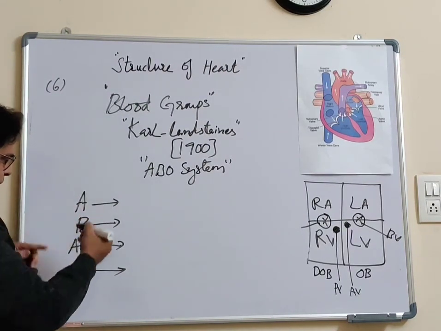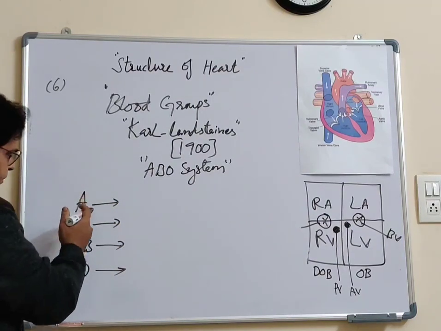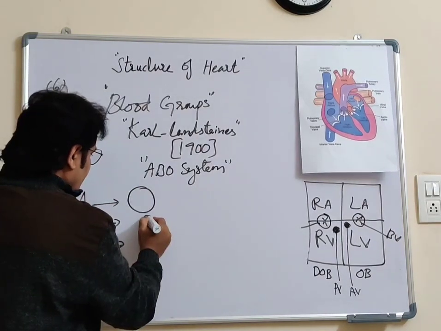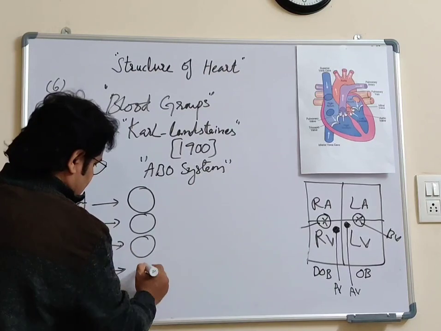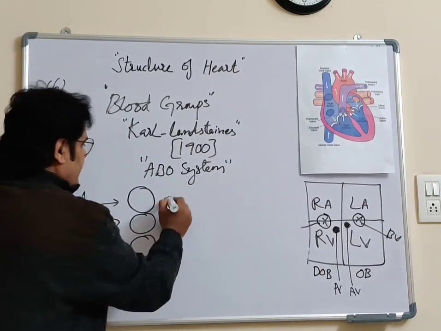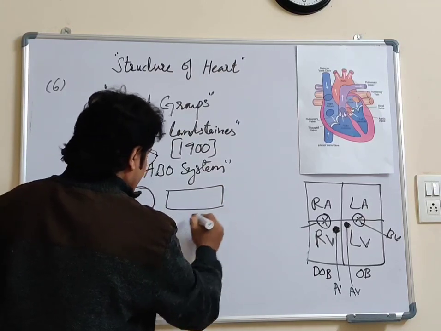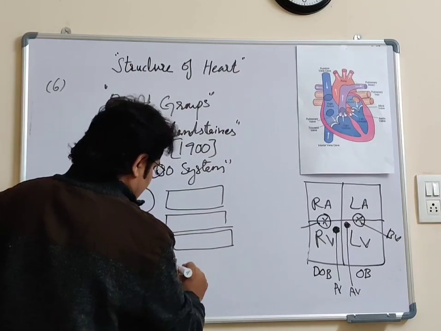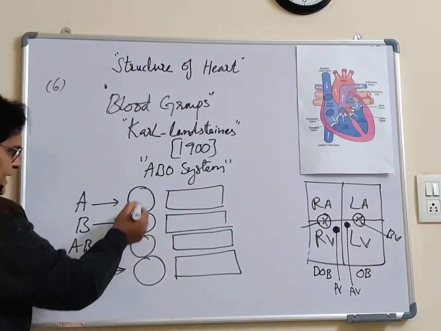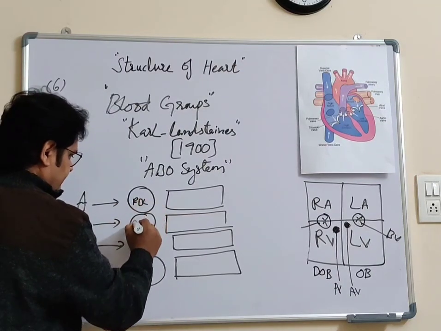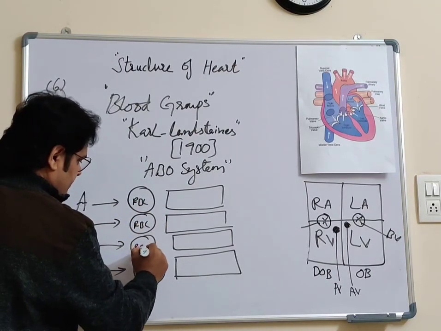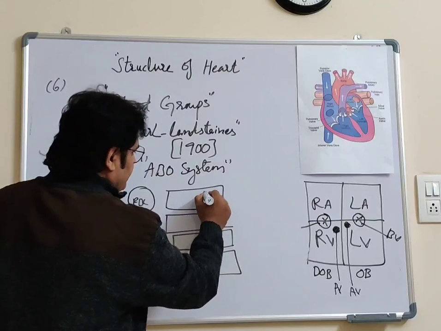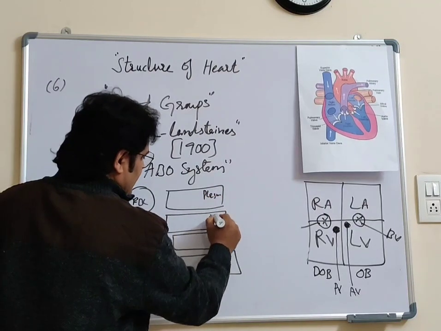Now, where are they present? What is present in them? Blood group A, B, AB and O, in detail. Check it out. Now, this is the RBC. Imagine these circles are RBC. And this one is the plasma. Just to remember the answer, I'm showing this. These are all the RBC, and this is the plasma.